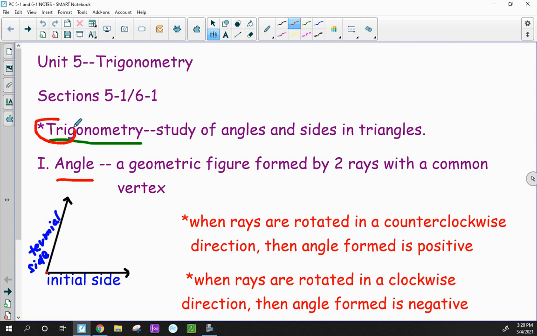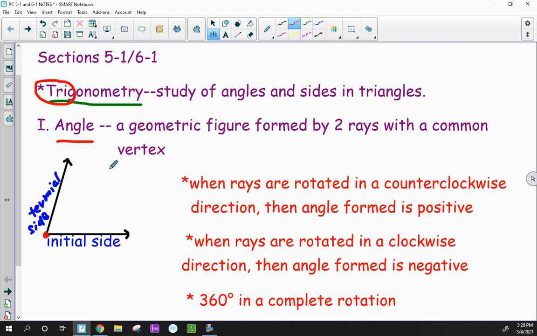We're going to need to do a little bit of review. For the first part, I want you to write angle, and we need to know the sides of the angle. First of all, it's a geometric figure that's formed by two rays with a common vertex. The vertex in this picture is where those two rays meet, and I'm highlighting that in red.